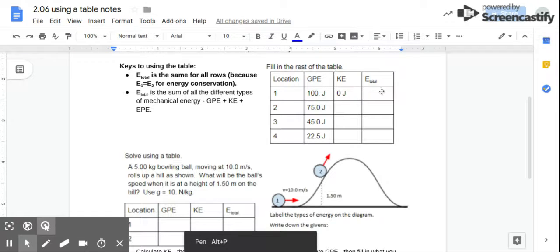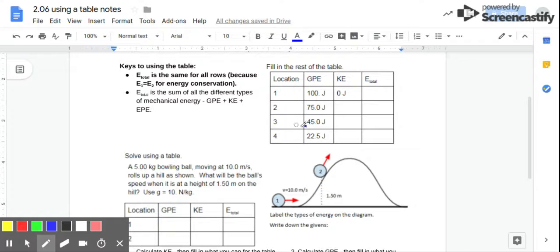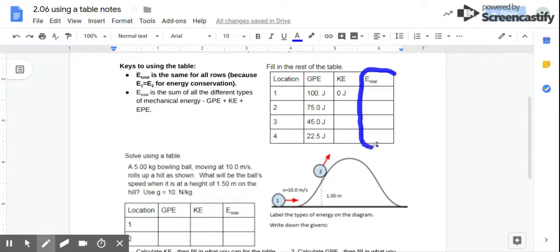So anyway, the key here is if we have a table like this, we know that E total, this last column, is all going to be the same. And we know that GPE plus KE equals E total. So for column one, we already have enough information for E total. 100 plus 0 is going to be 100. And there we go. The next thing I do is I just fill the hundreds in.